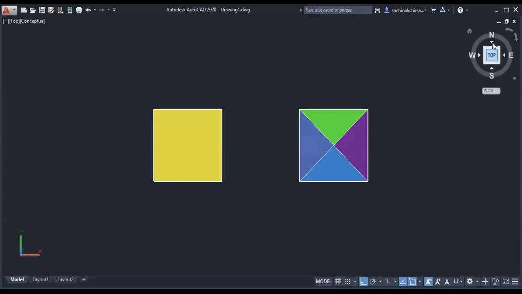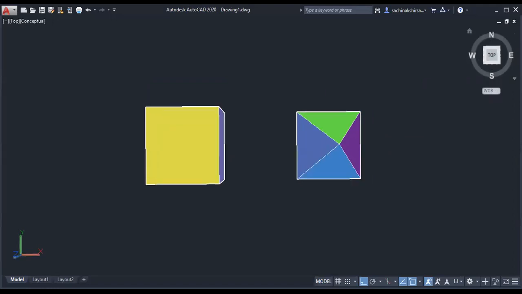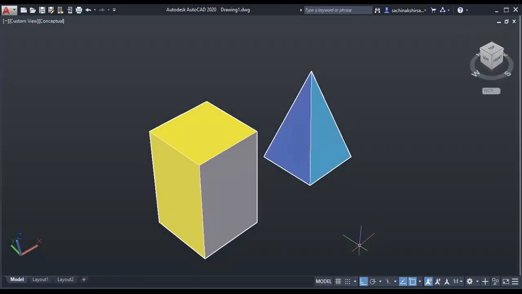Any problem? I am just showing the objects because physically I cannot show them. That's why I am drawing here and showing. Have you understood what is a square prism and what is a square pyramid? Yes, sir. You only have to see. Shall I show the next two objects?